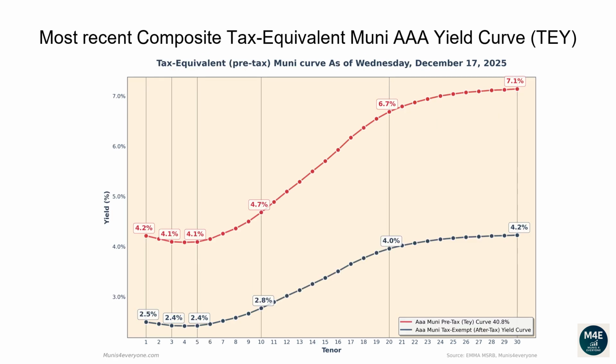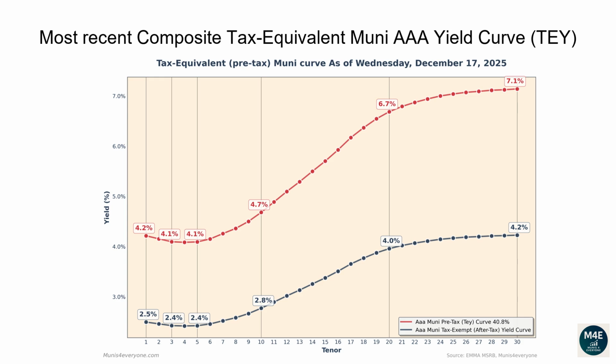Let's now go over the most recent composite tax-equivalent Muni AAA yield curve. The following graph shows, in red the tax-exempt after-tax Muni yield curve, versus in blue its tax-equivalent pre-tax version assuming a 40.8% top tax bracket, as of December 17, 2025. Why would you care to see the tax-equivalent version of the Muni yield curve? More on this later. Let's first go over the pre-tax, aka tax-equivalent yield curve.